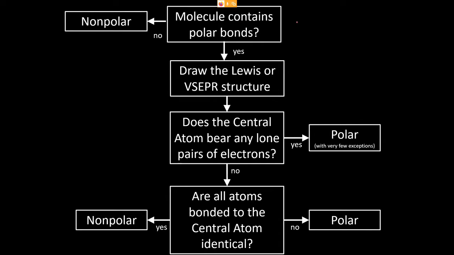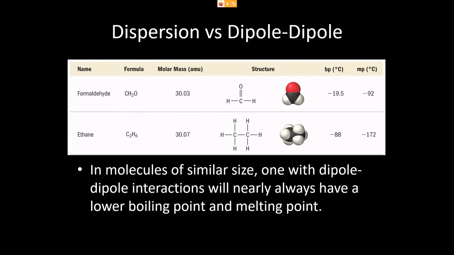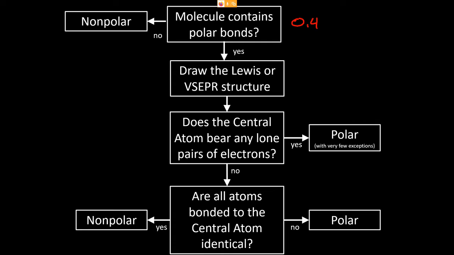Okay, so this first question here, does the molecule contain polar bonds? The way we determine that is, are there two atoms bonded together in the molecule where the differences between the electronegativities are greater than 0.4? In the book, you can find a big table that shows the periodic table, and it has all of the electronegativities listed. And so you're going to look at the different molecules.